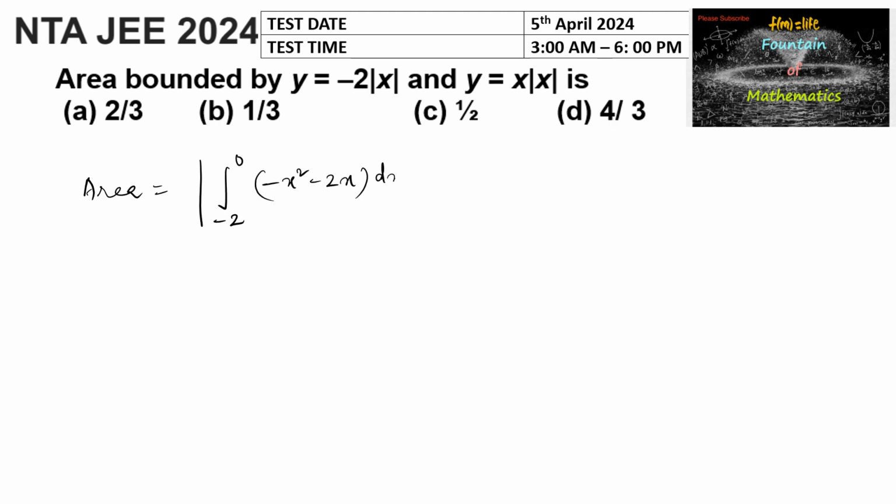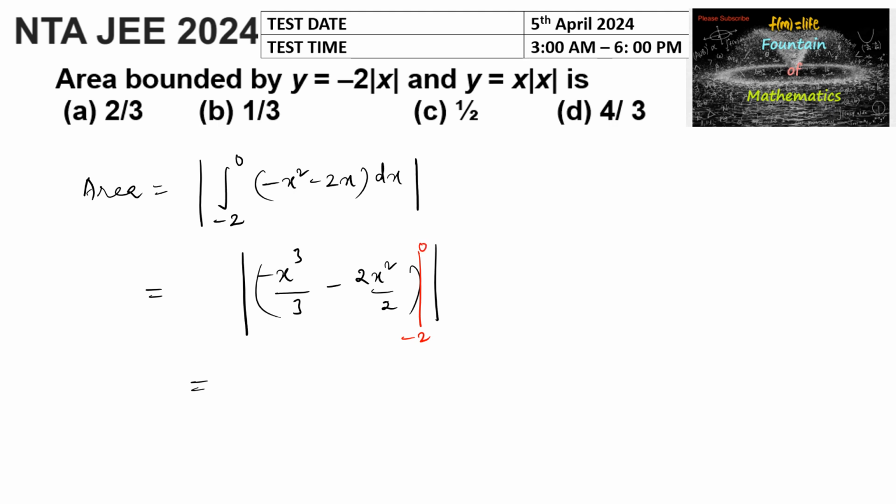Which is equal to the integral from minus 2 to 0 of, integration of negative x square is minus x to the power of 3 upon 3, minus integration of 2x is x square, over the limits minus 2 to 0. So here it is mod.